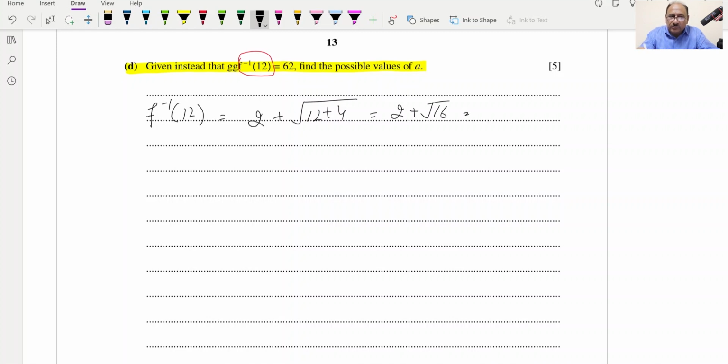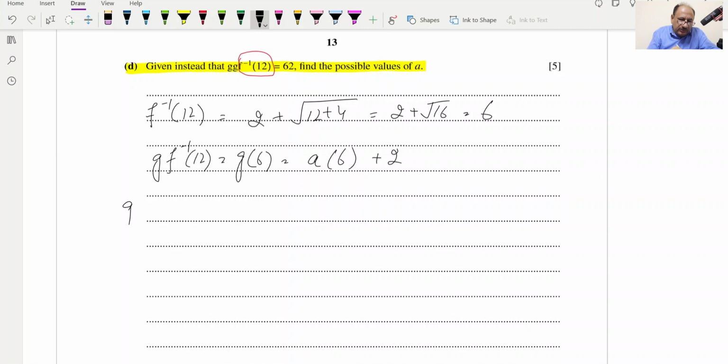So 4 plus 2 will be 6. Now for this portion, g of f inverse of 12 will be equal to what? g of 6, and g of 6 will be what? a into 6 plus 2. So this implies what we can do.